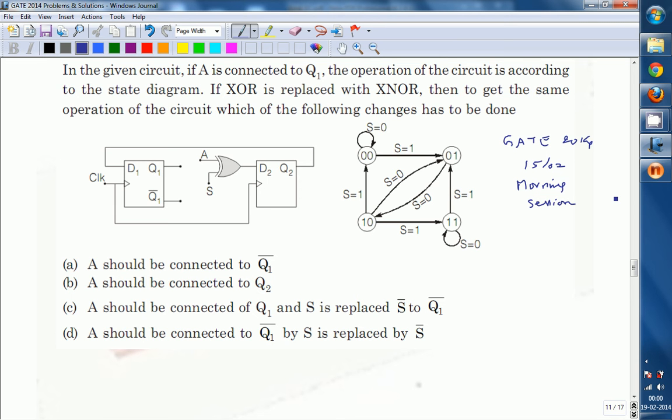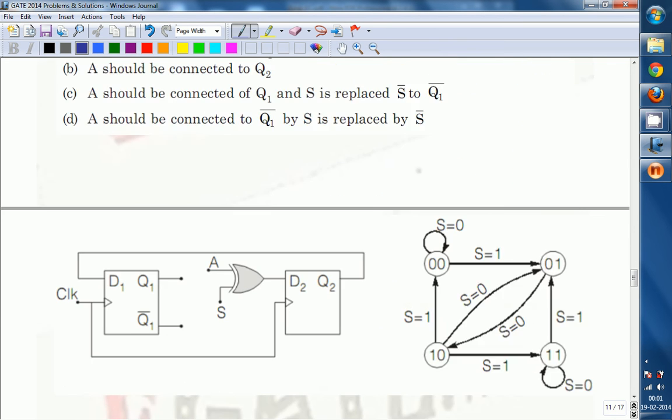A should be connected to Q1 bar; A should be connected to Q2; A should be connected to Q1 and S is replaced with S bar; or A should be connected to Q1 bar and S is replaced with S bar. So which one is going to be the correct answer? Okay, now we will see the answer for this one.